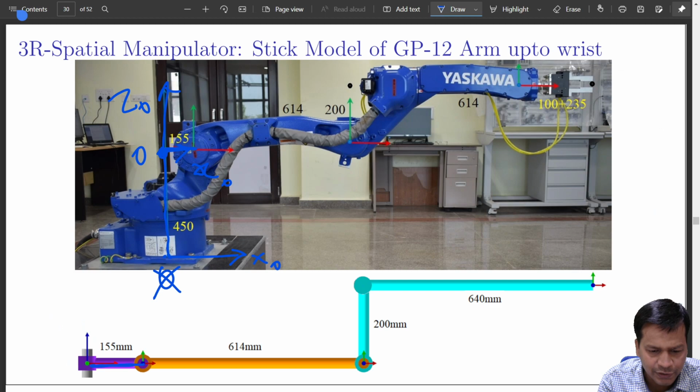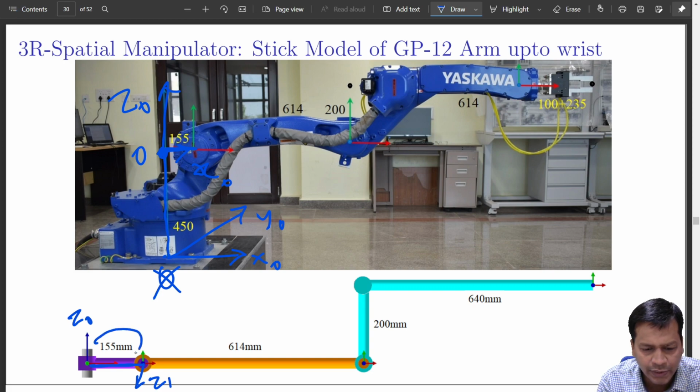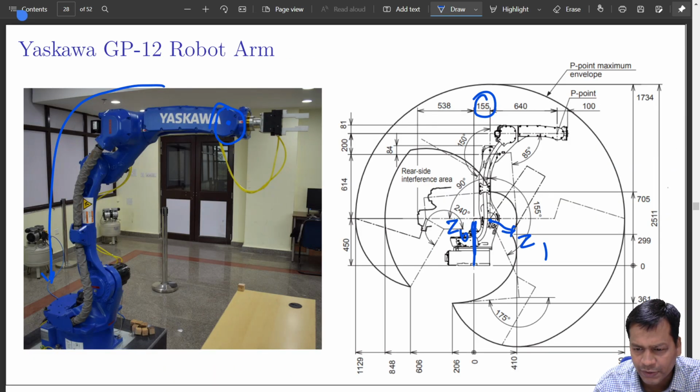So it is shaped like this. Z0 is vertically upward, Z1 is parallel to the ground surface, that is, in the x0 y0 plane. So this is your Z1. The distance between them is link length 1, that is 155. That is the first one. Next comes from here till here, that is 614 mm. If you check the data sheet, it is 614 mm. It is not standing like this, rather it is horizontal.